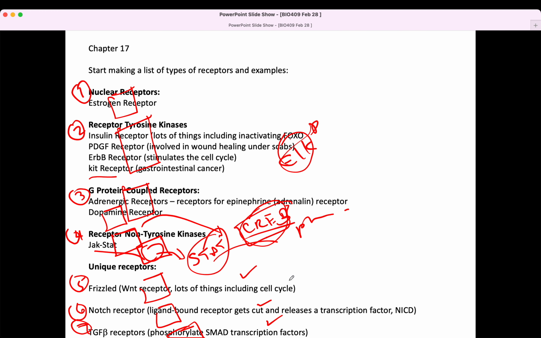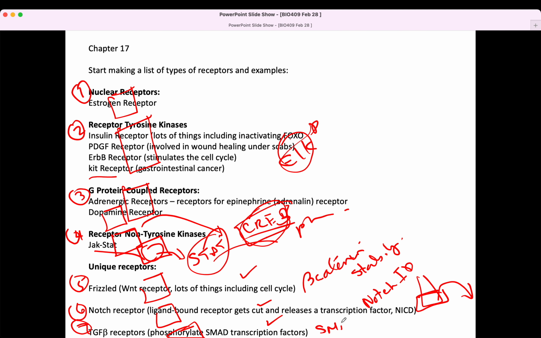Down here, we're going to activate a protein called beta-catenin by stabilizing it, by preventing it from being degraded. Here we're going to activate a protein called the Notch intracellular domain. We'll talk more about it. And we're going to activate a transcription factor by cutting the receptor and releasing the transcription factor so it can float to the nucleus. And then down here we're going to finally talk about activating SMADs by, again, phosphorylation.